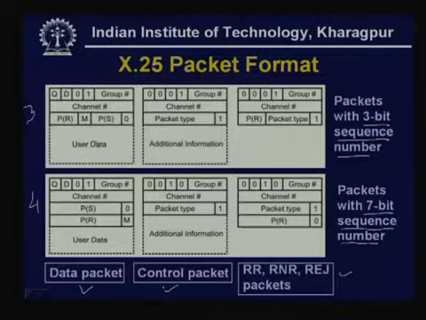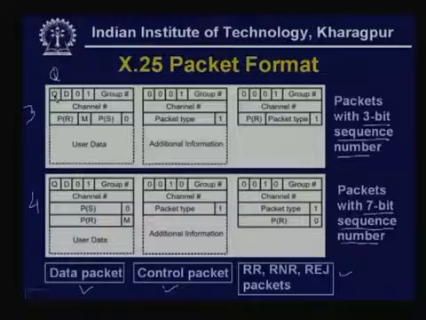So, let me explain the different functions of the different bits. The Q bit, this least significant bit, is actually not used by this layer. It is left to the user to use it properly for some function. On the other hand, this D bit is used as an acknowledgement from the remote DTE.